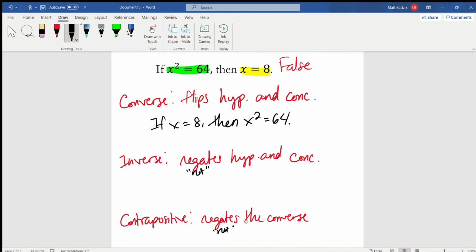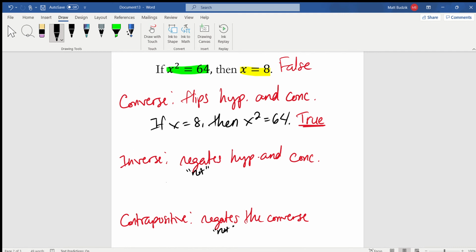And that's a true statement, 100%. If I take that 8 and I square it, I get 64, boom, done. Okay? All right, let's look at the next one. So if I negate this, so if x squared equals 64, then x equals 8.